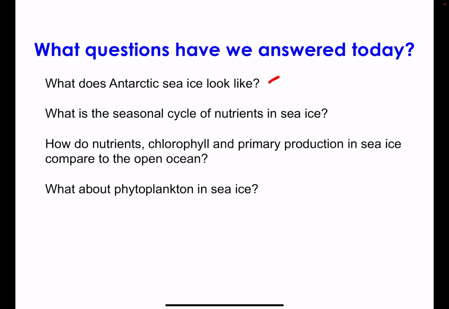We looked at how what's going on in the ice compares to the open ocean, noting that even though things tend to be higher in the ice, so higher chlorophyll, higher nutrient concentrations, higher rates of productivity, in an absolute sense, when you integrate, the surface ocean still wins because the euphotic zone is 100 meters deep instead of 20 centimeters. And finally, I talked a little bit about phytoplankton in the ice and showed you some pictures of what they look like.